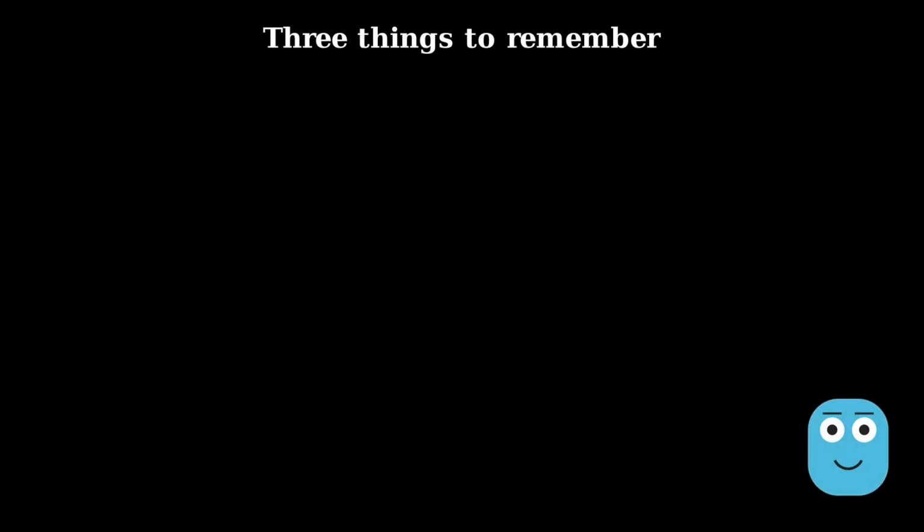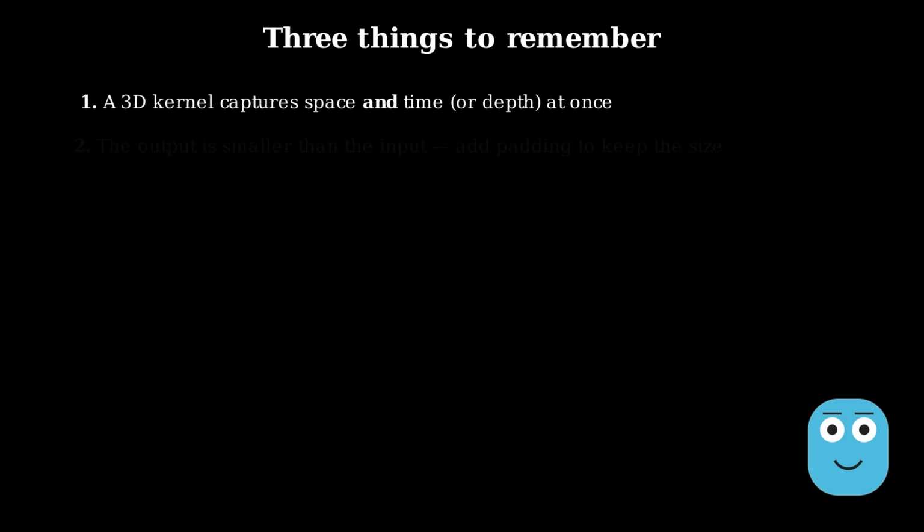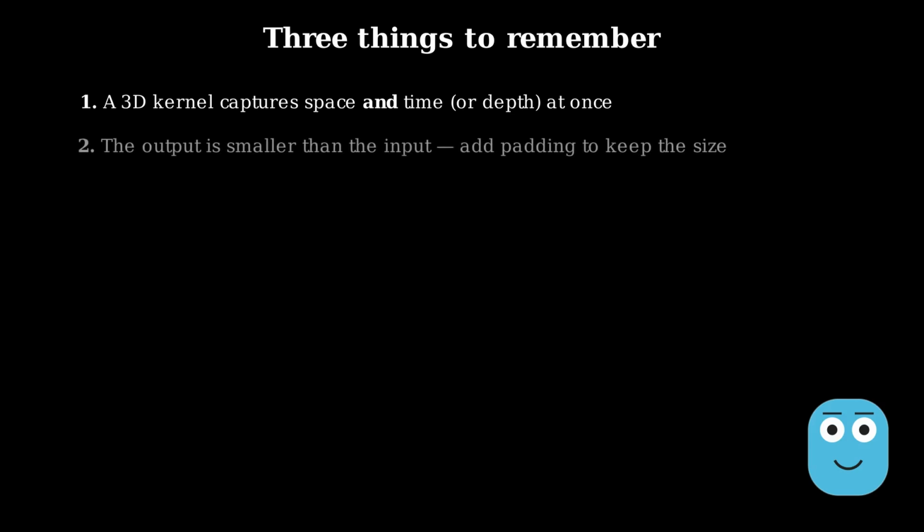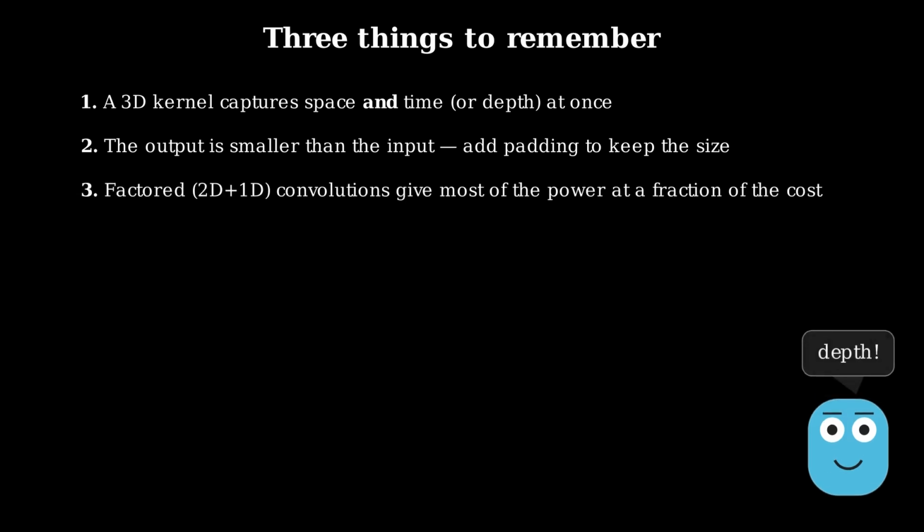3 things to remember. 1. A 3D kernel captures space and time, or space and depth, in a single operation. 2. The output ends up smaller than the input. The kernel eats into the edges. Add padding if you want the size to stay the same. And 3. If the cost worries you, factored convolutions, temporal filter then spatial filter, give most of the accuracy at a fraction of the compute.